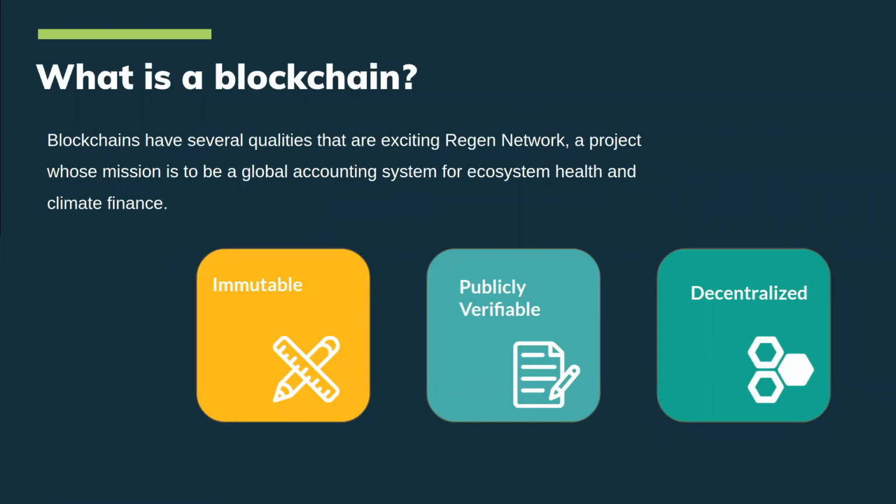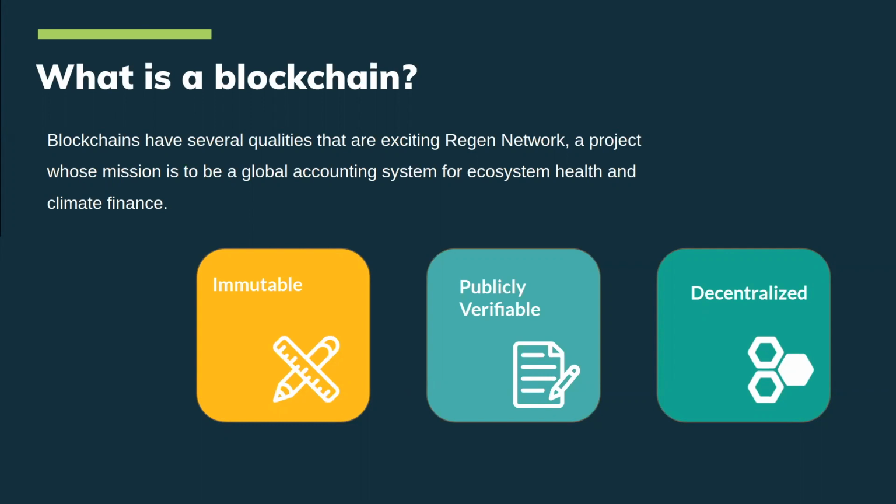And so blockchains have several qualities that are exciting for us, Regen Network. If you think of us as a project whose mission is to be a global accounting system for ecological health, as well as climate finance, there are 3 really important qualities of blockchains that I think are important to talk about here. One is immutability. That means that all of the data that's being landed on the blockchain, all of the state updates that we were just talking about before, can't get reversed.